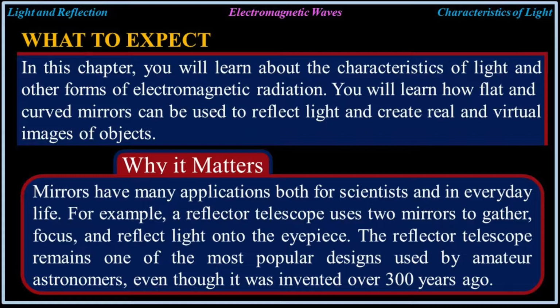For example, a reflector telescope uses 2 mirrors to gather, focus, and reflect light into the eyepiece. The reflector telescope remains one of the most popular designs used by amateur astronomers, even though it was invented over 300 years ago.